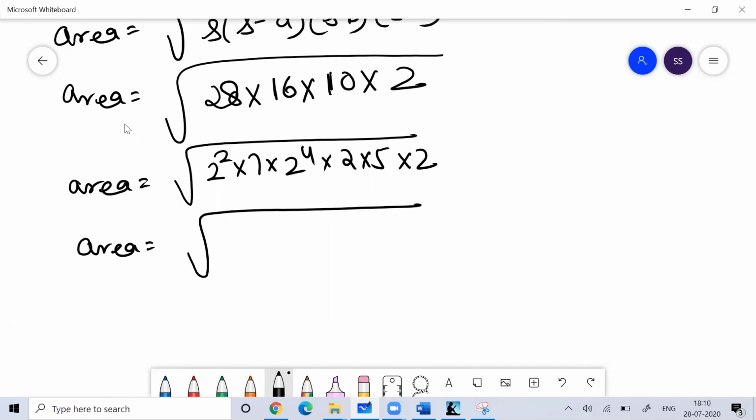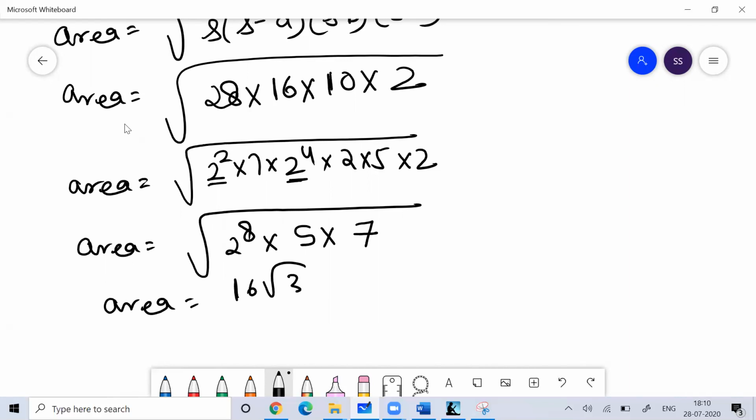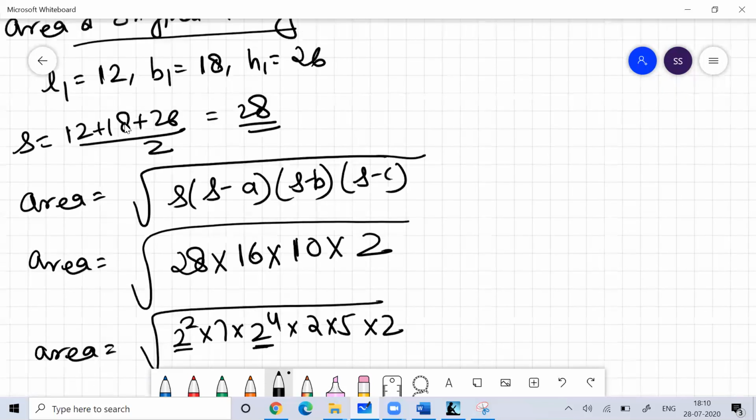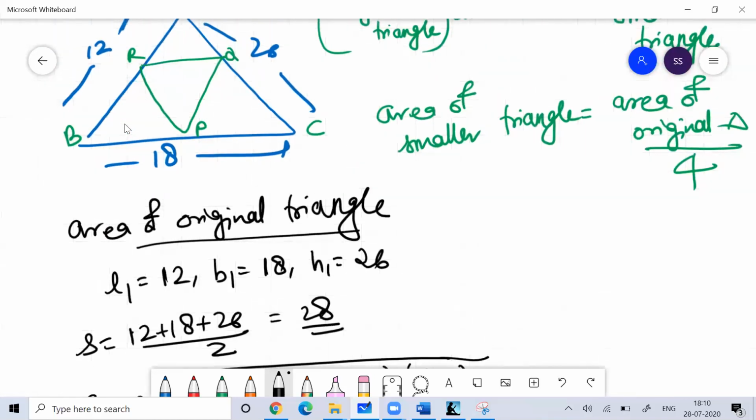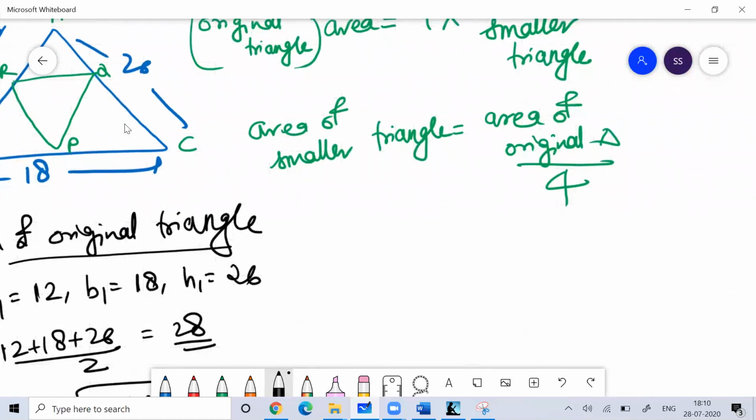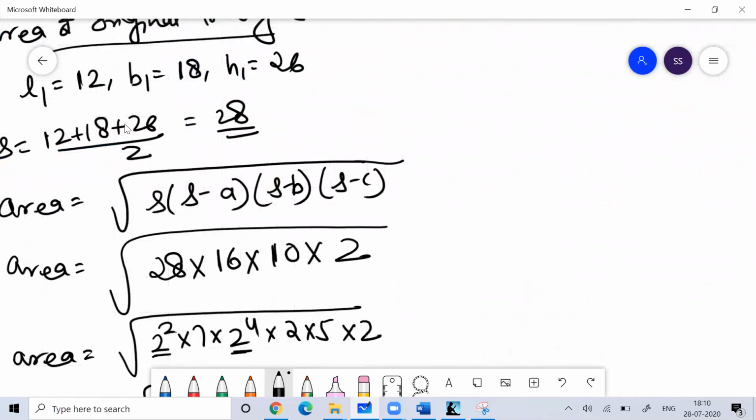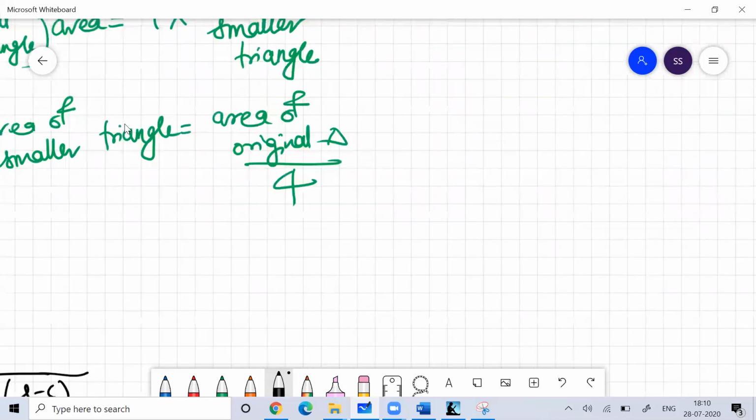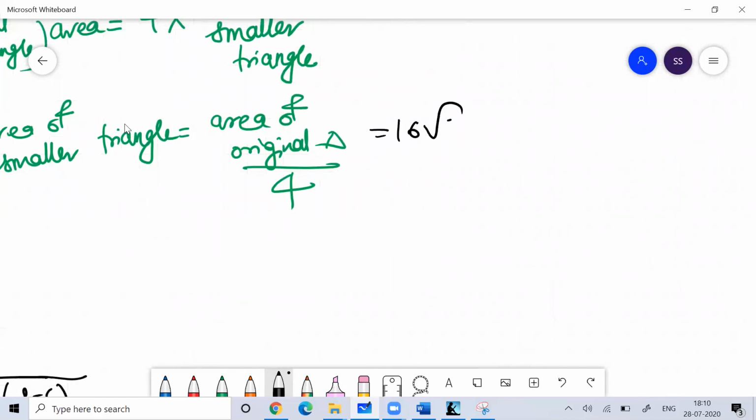So the area is 2 to the power 4, that is 16, into root 35. This is the area of the original triangle. Here we got to know that the area of the smaller triangle is the area of the original triangle divided by 4. The area of the original triangle is 16 root 35, so 16 root 35 divided by 4. The area of the smaller triangle you will get is 4 root 35.